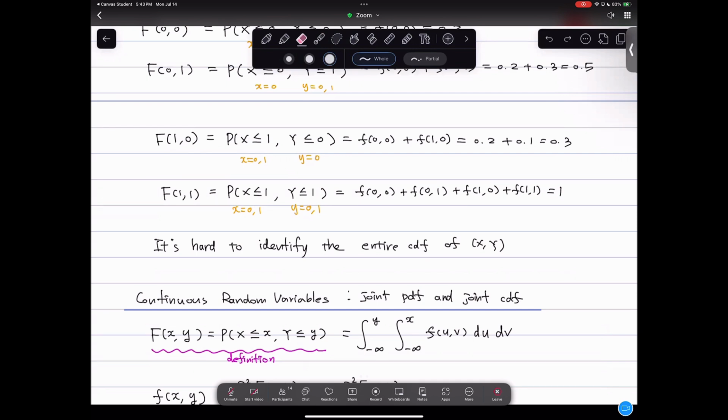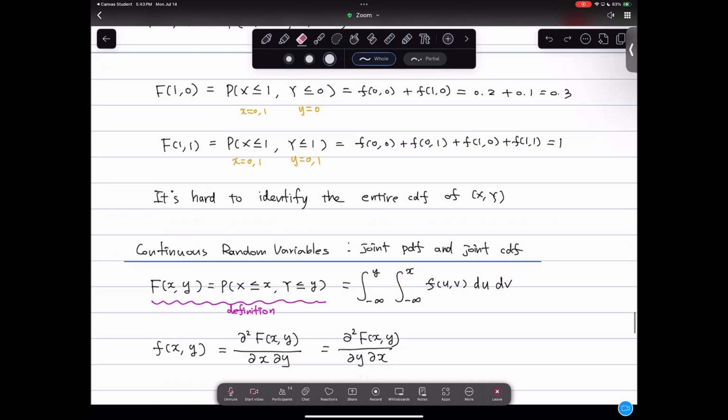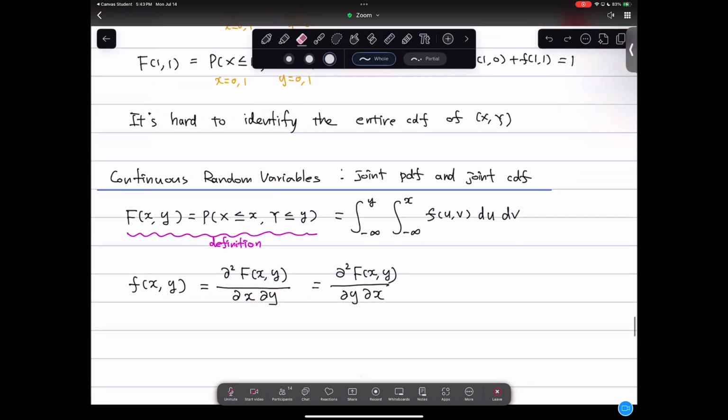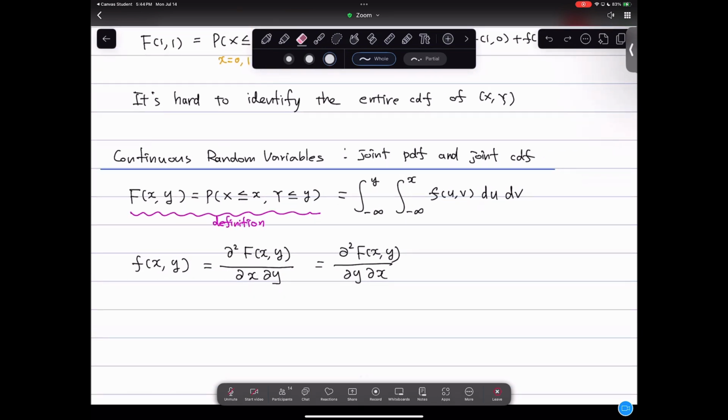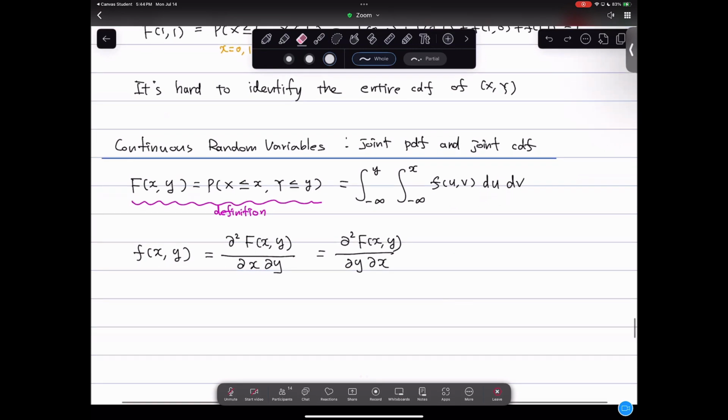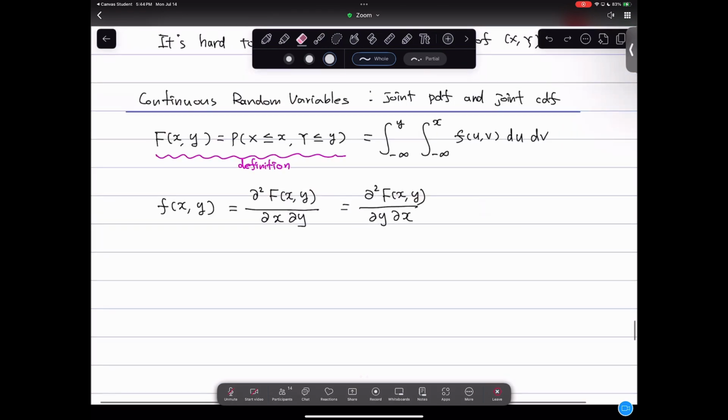This idea is there. For the continuous random variable case, it's not adding the probabilities. You're integrating your function up to this x value and y value, and you have to do the double integration to get your CDF. And you go backward: you take the derivative of your CDF to get your PDF. So I have to take the partial derivative of your CDF, with respect to x and with respect to y, to get your actual joint PDF. So I think that's where I stopped last time.